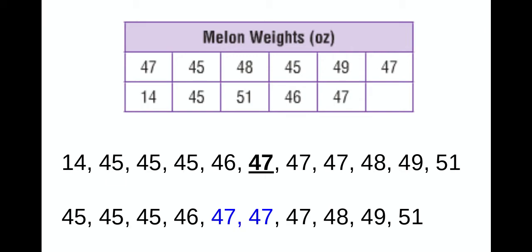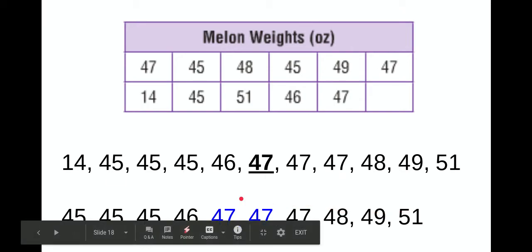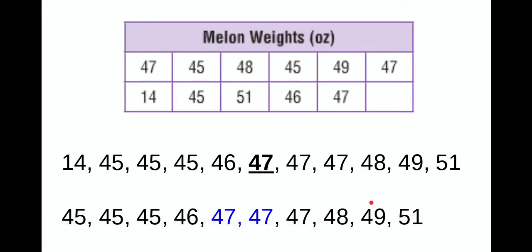You also may remember that when I told you if you're looking for median and you have two numbers that are identical to each other and they are the middle numbers that you're going to be using to find the median, well, then you already found your median because your median is going to be whatever those two numbers are. So your median is 47.